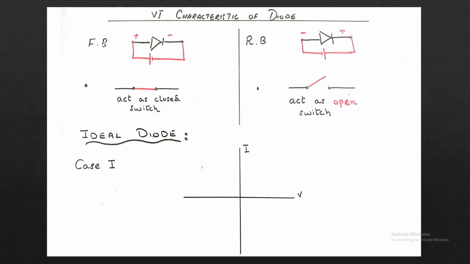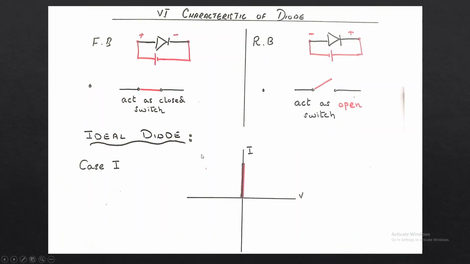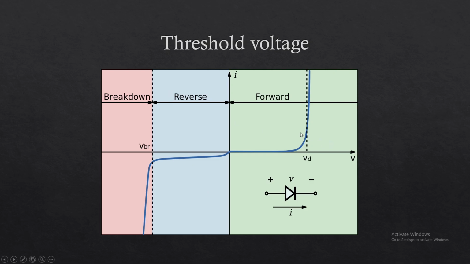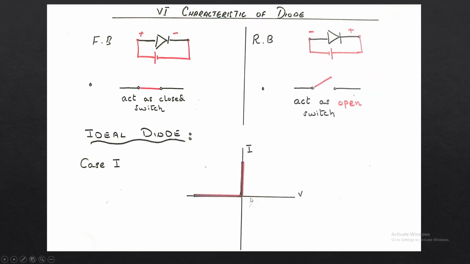So if we want to draw the graph, which is basically the ideal diode graph, it would look like this. For the forward bias, when we apply voltage, current starts flowing, and for the reverse bias, even if we increase the voltage, current would not flow. And one more thing you can see in this graph, current starts flowing as soon as you apply the voltage.